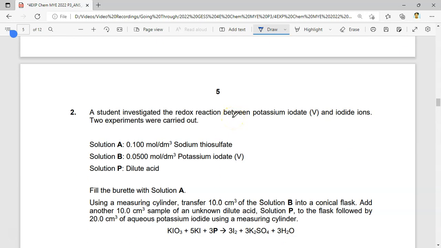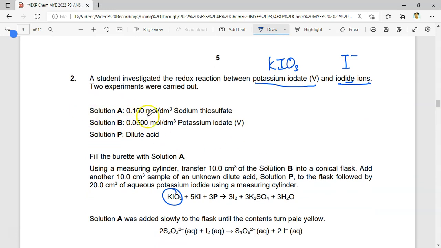Second one, this is the one where a lot of people really don't know what's happening, but actually the explanation is quite clear. Let me tell you what's exactly happening. So a student investigated the redox reaction between potassium iodate(V), what the crap is this, many of you do not know, right? But in actual fact, it's here. So it's actually KIO3 and iodide ions, I minus. So what do I have here? I got sodium thiosulfate, which is called solution A. I don't know what thiosulfate is yet, but if I read later on, you'll find out.